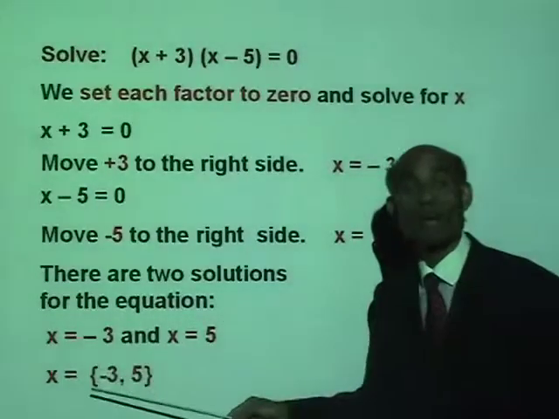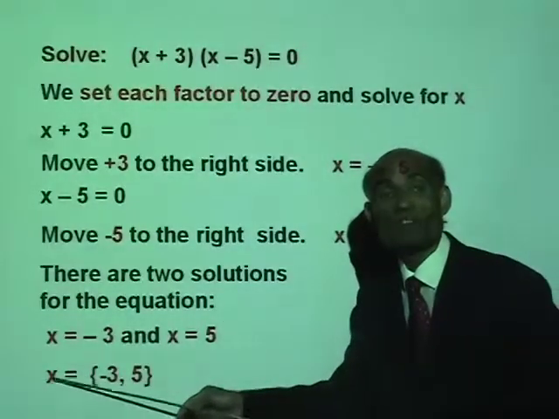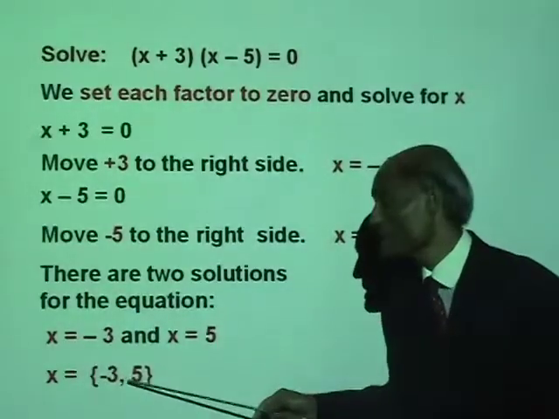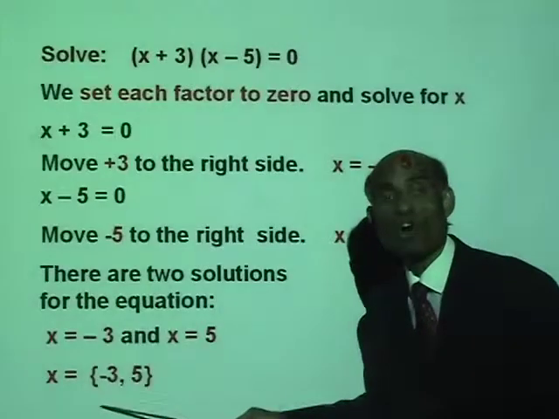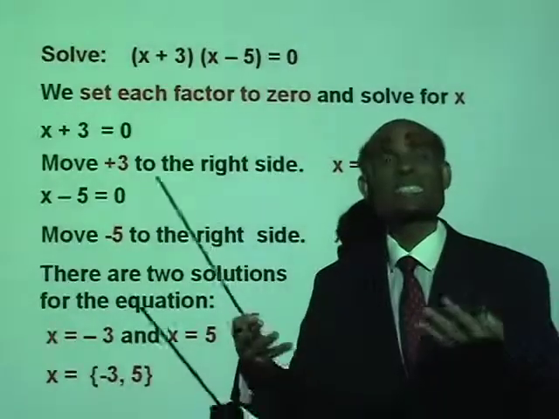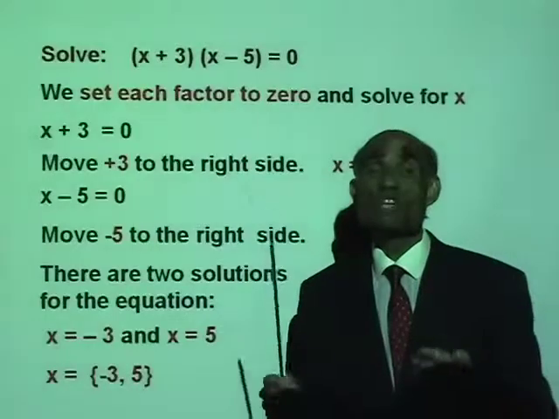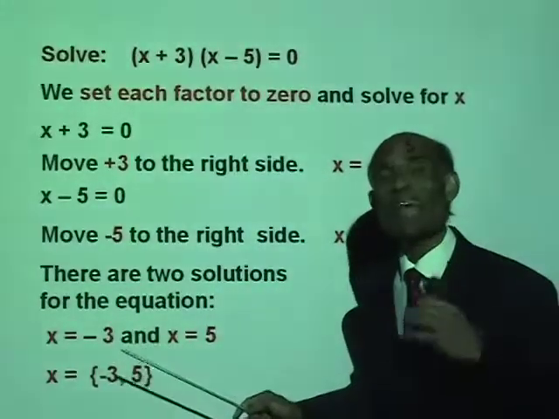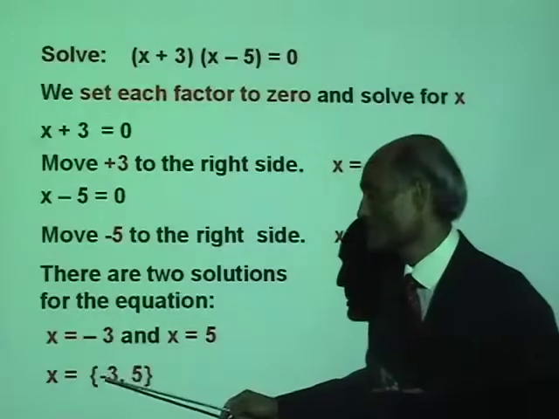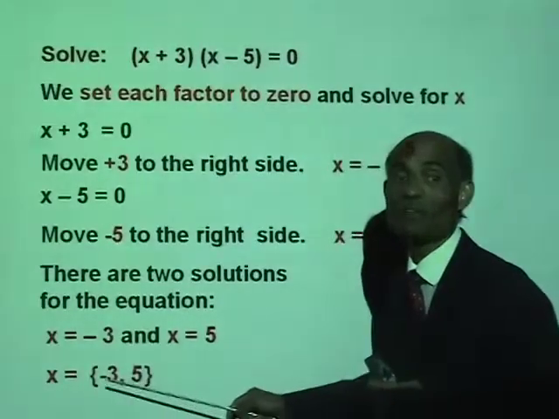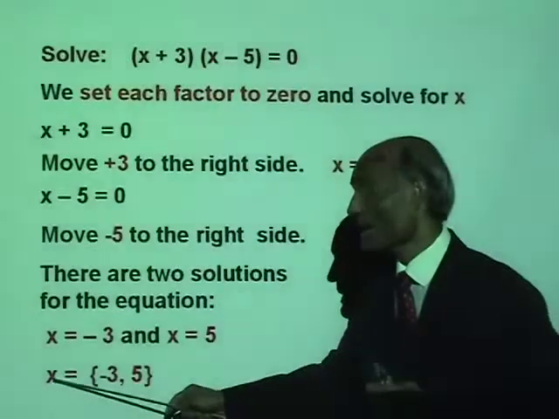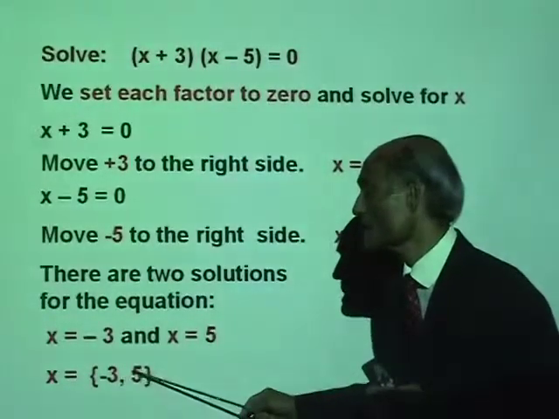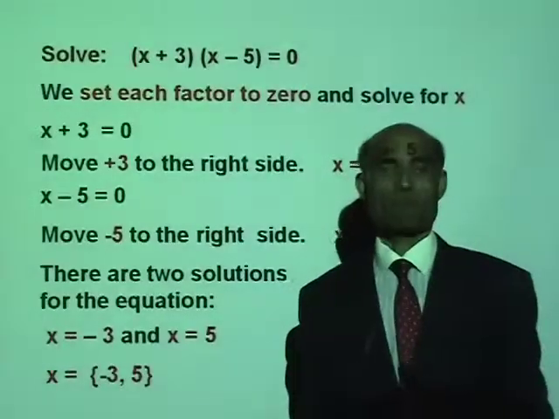Now look at the way we write it. x equals the set of negative 3 and 5. This is called the solution set. The solution is a set of numbers. What are the elements of that set? Negative 3 and 5. So read it like this: x equals the set of negative 3 and 5.